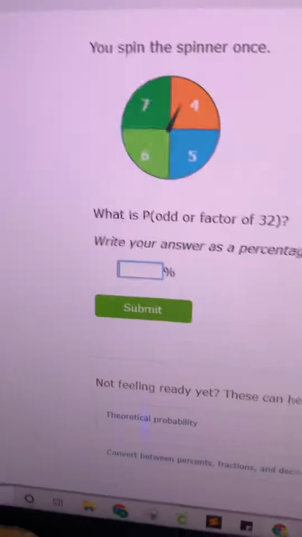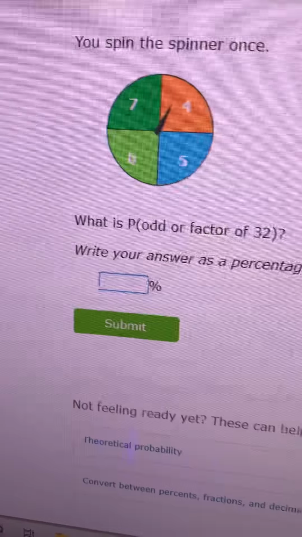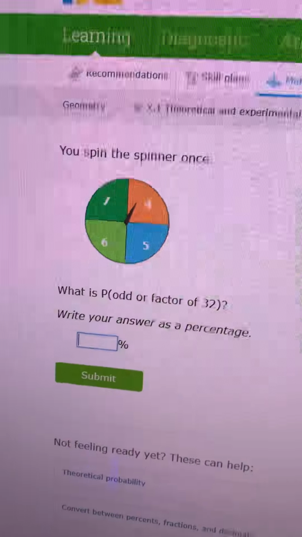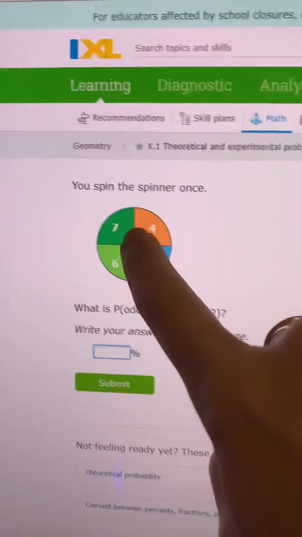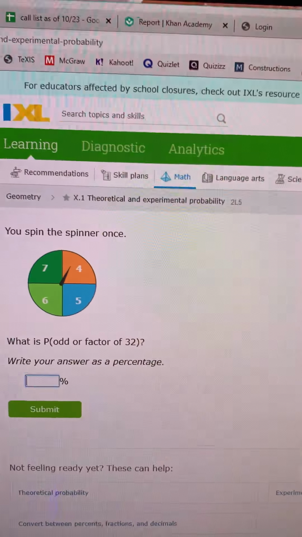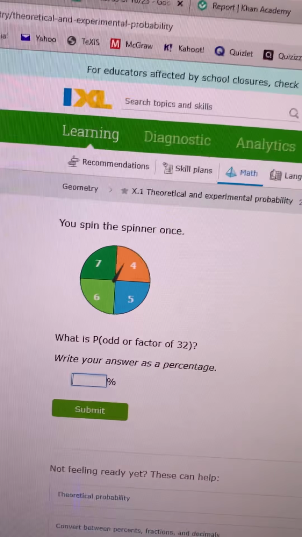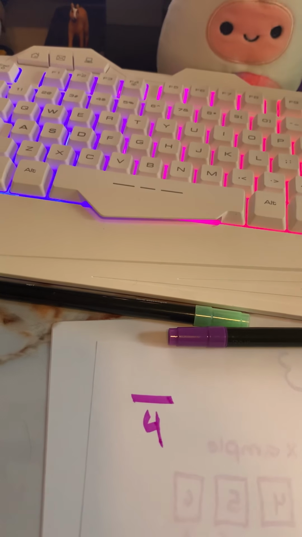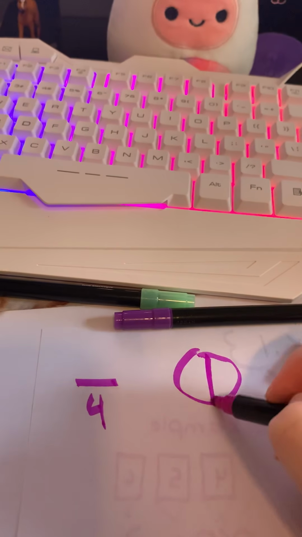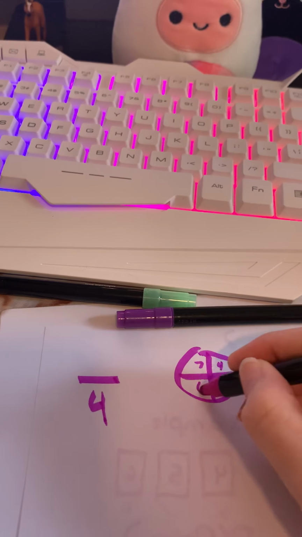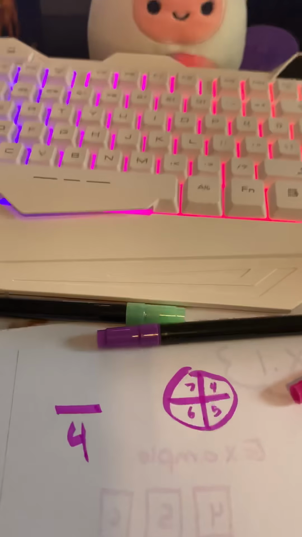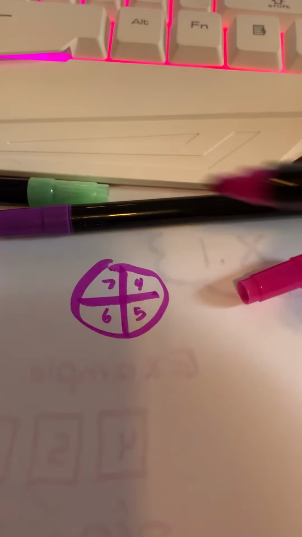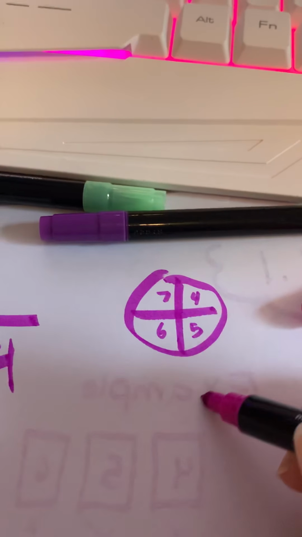Right? So let's look at this example. We've got a spinner, and you spin it, right? What's P of odd or factor of 32? Right, so we're going to spin the spinner. If we spin the spinner, there are 4 sections on the spinner, right? So that means our total is going to be 4. All right, so on my paper here, I'm just going to write divide by 4, because there's 4 things on the spinner. Like that, we had a 7, a 4, a 6, and a 5. So it said odd or factor of 32. So first, let's look how many odd numbers we have. I have 7 and 5.